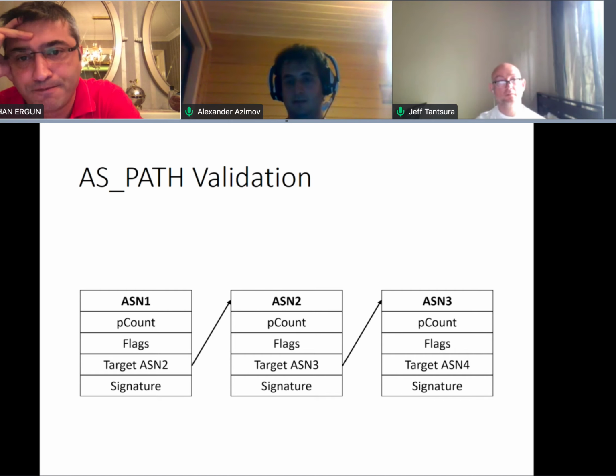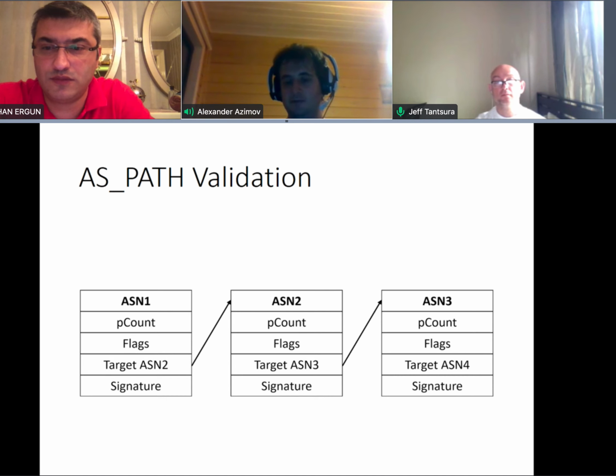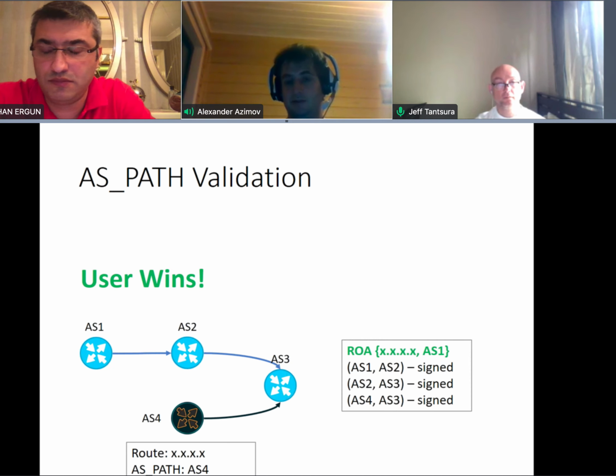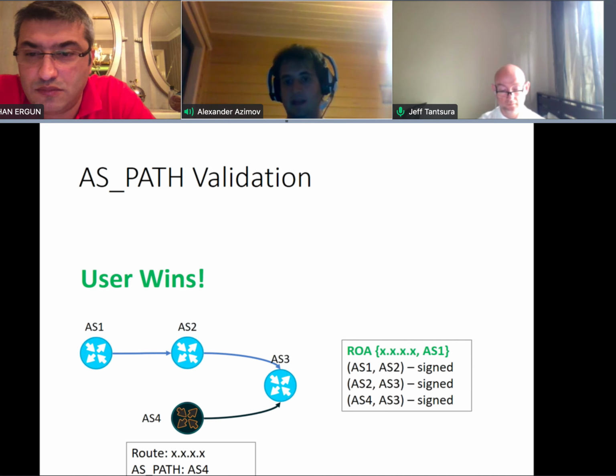Yes, it's a very important part that this computational overhead is unaffordable for the current routers. I will discuss this later, but let's see how it works in our scenario when AS4 is still trying to hijack address space belonging to AS1. Now we have ROA, and let's say that everybody can speak BGPSEC. So we have all signed paths, and if AS4 just tries to hijack address space belonging to AS1 without changing the AS path, it will be detected because of the ROA validation procedure.